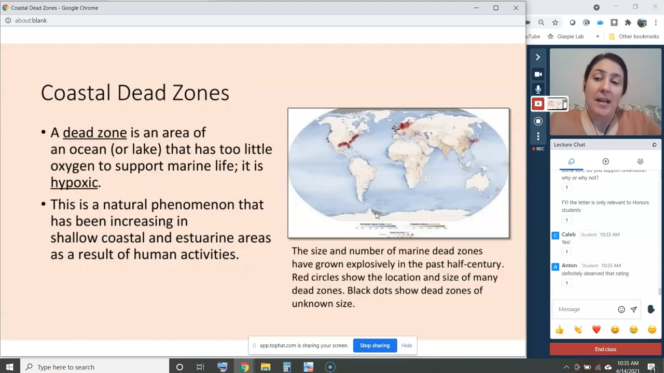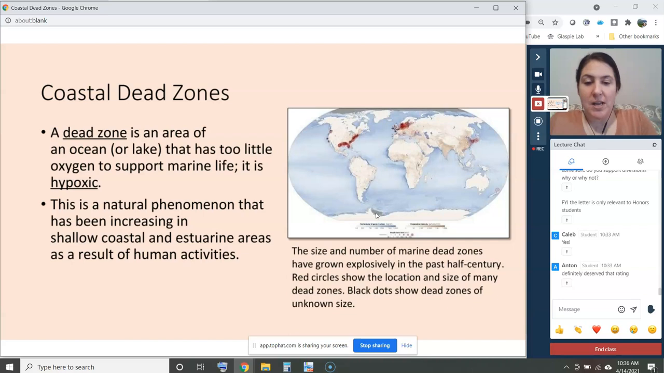Okay. So what is a coastal dead zone? A dead zone is an area of an ocean, or it could be a lake, but we're usually talking about oceans in this class, that has too little oxygen to support marine life. And that means it's hypoxic. And so hypoxia is where there is too little oxygen to support marine life. Dead zones are actually a natural phenomenon that occurred before human settlement in many regions of the world, but the problem has been increasing, where hypoxic zones are popping up in areas where they never were before, or pre-existing hypoxic zones are getting way worse, and they've been increasing as a result of human activities.